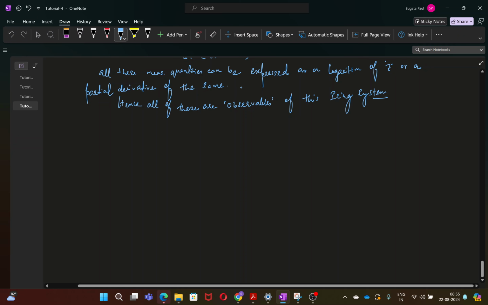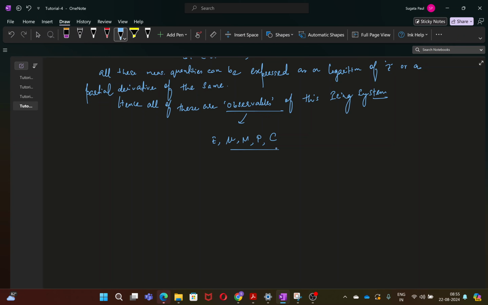So we have learned what the observables are for this case: the energy is an observable, chemical potential is an observable, magnetization is an observable, pressure will be an observable, and also specific heat or heat capacity will be an observable for this kind of system. So hopefully this question is clear to you. Then we'll move on to the next question.